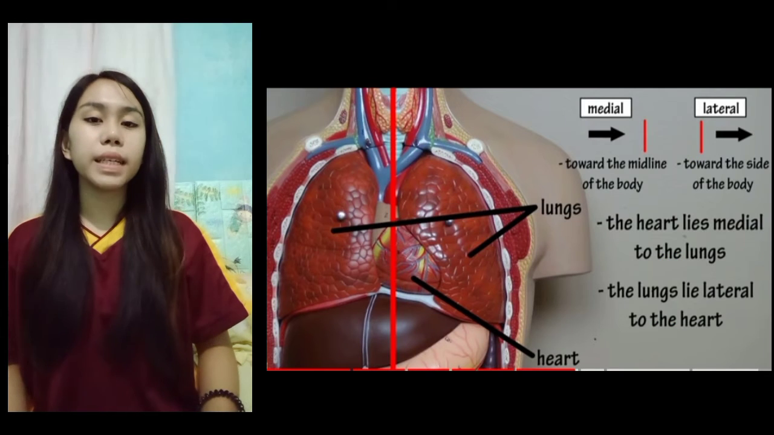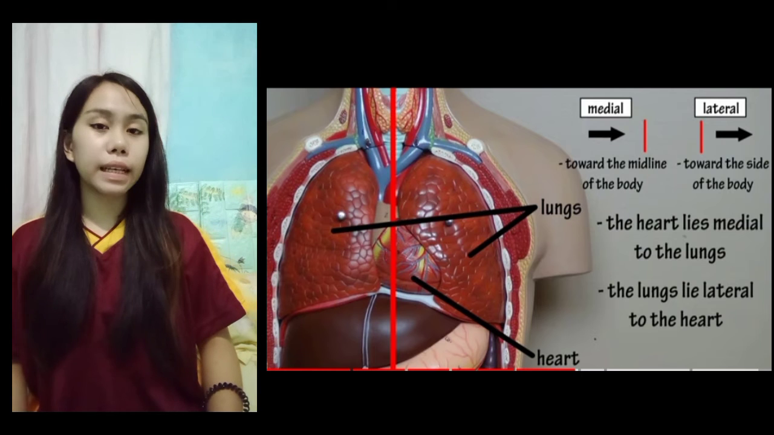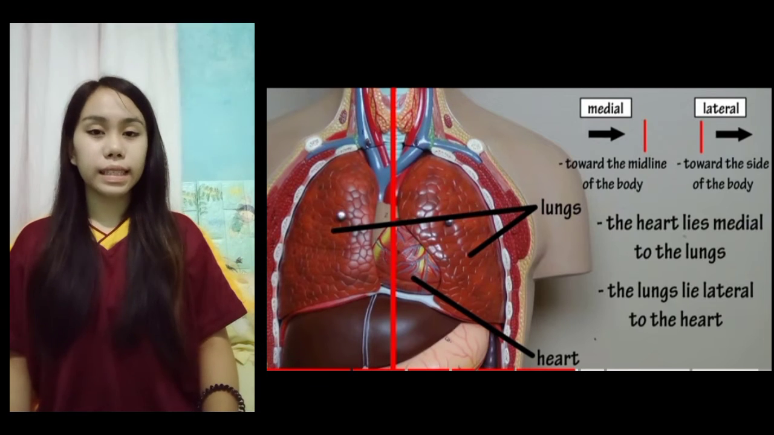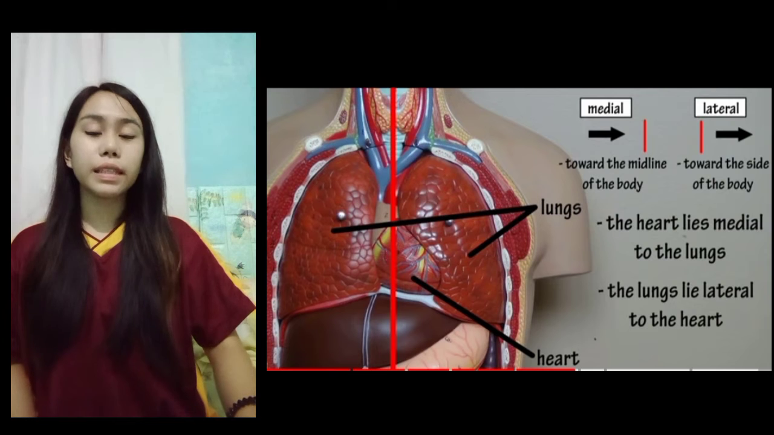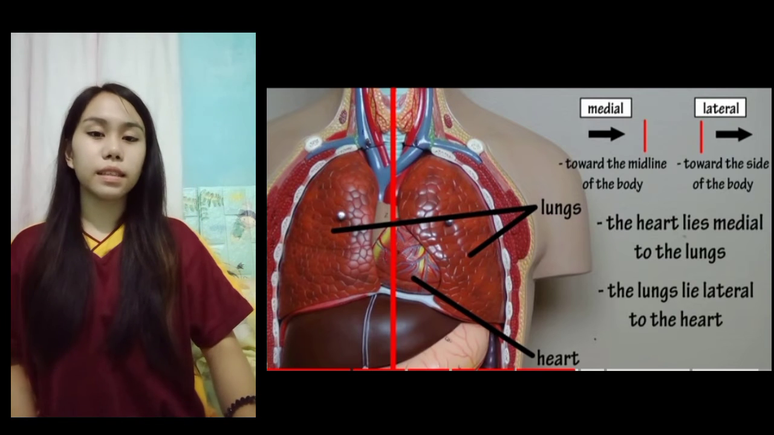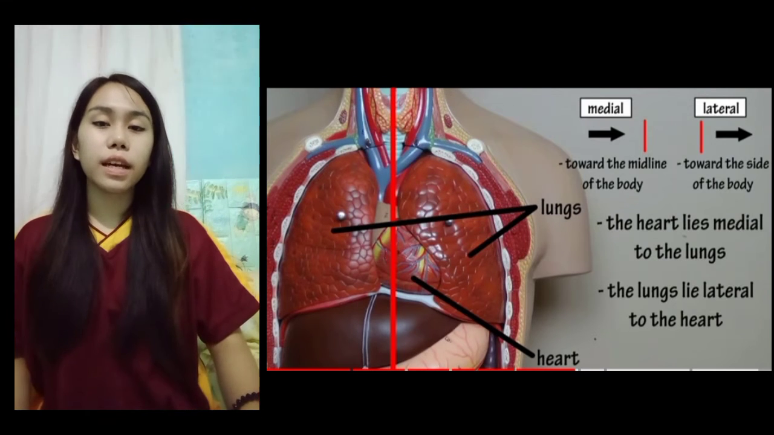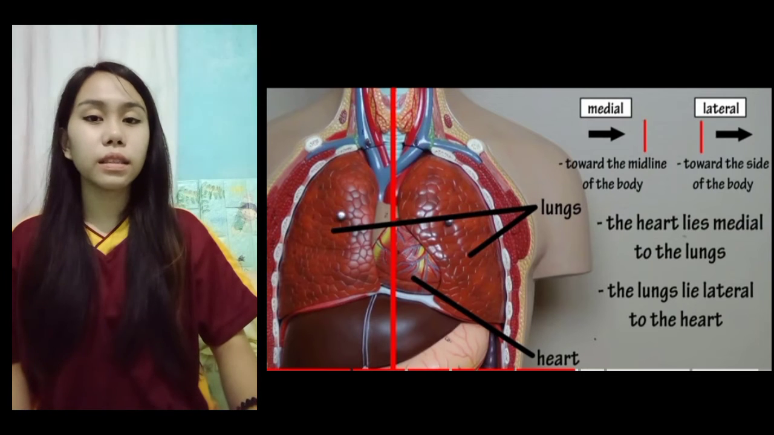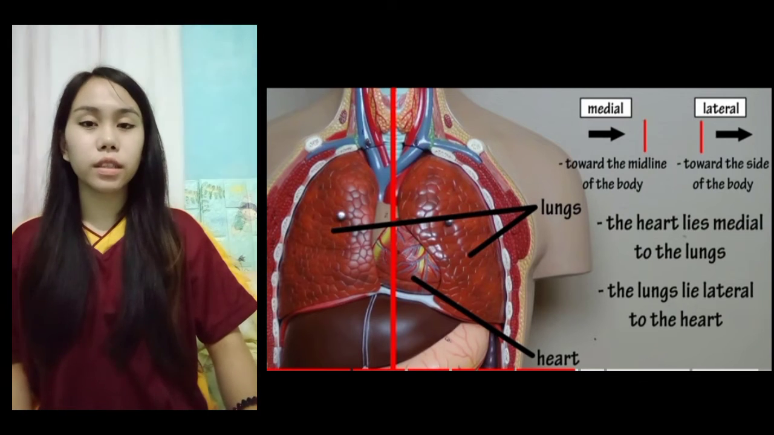Next is medial and lateral. Medial means toward the midline of the body, and lateral means toward the side of the body. An example of this is the lungs and the heart. The heart lies medial to the lungs, and the lungs lie lateral to the heart.